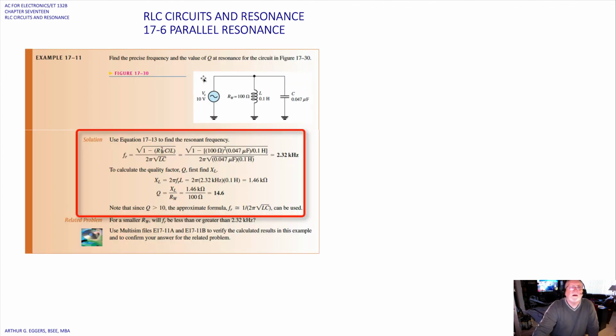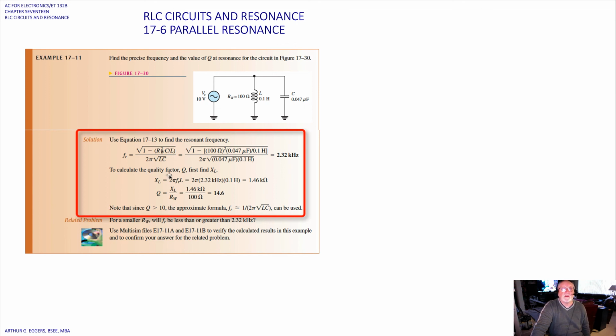Okay, this is the example as solved in the textbook. You can see everything was taken into consideration to solve it. Pull out your calculator. This is a good one for calculator fundamentals, and make sure you get the same result, 2.32 kilohertz in this case.